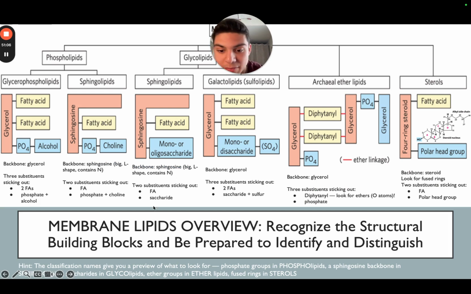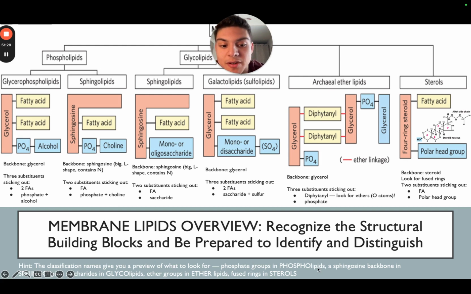And so some membrane lipids overview, you should recognize the building blocks to be prepared to identify and distinguish. I'll give you some of the hints, but these are just more the main ones. We know glycerophospholipids, sphingolipids, more sphingolipids, galactolipids, archaeal ether lipids, and sterols. We'll go through each one, don't worry. But the classification name gives you a preview of what to look for.